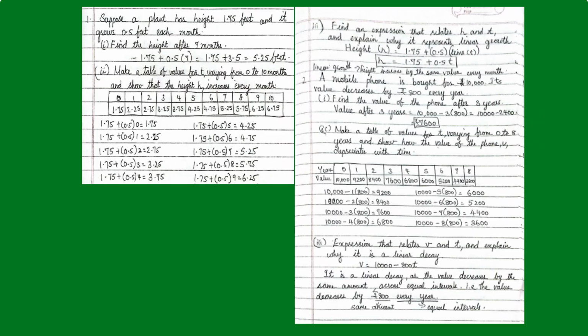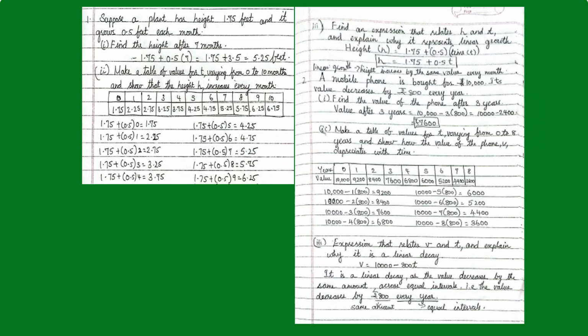Now, why do we call it a linear growth? The height increases by the same amount every month, month after month. So the key terms: every month, that is the equal interval, by the same value. What value is it? 0.5 feet. So we call it a specific example of a linear growth.